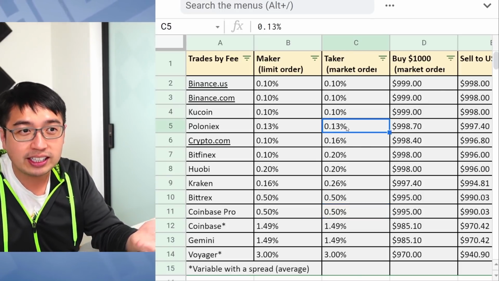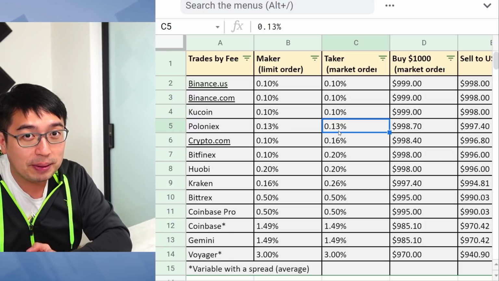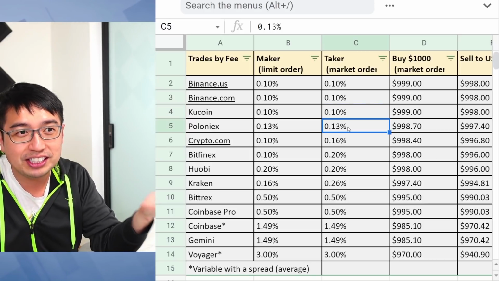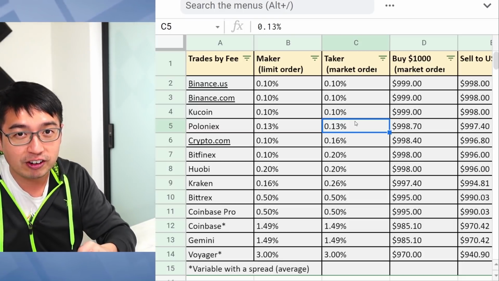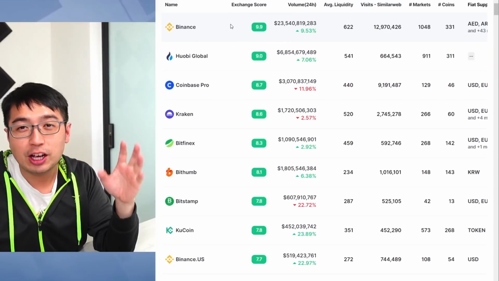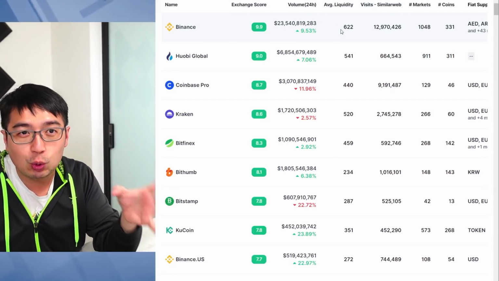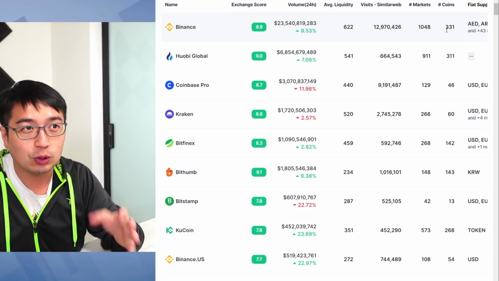Now, Poloniex is pretty close at 0.13%, but that is still a big number. So think of it this way. Do you want to pay $1,000 in fees or $1,300 in fees? That's a 30% difference, which is enough for me to change my habits to save more money. Now, Binance is ranked the #1 exchange in the world due to the amount of liquidity it has and the amount of coins, and it also has the lowest fees.